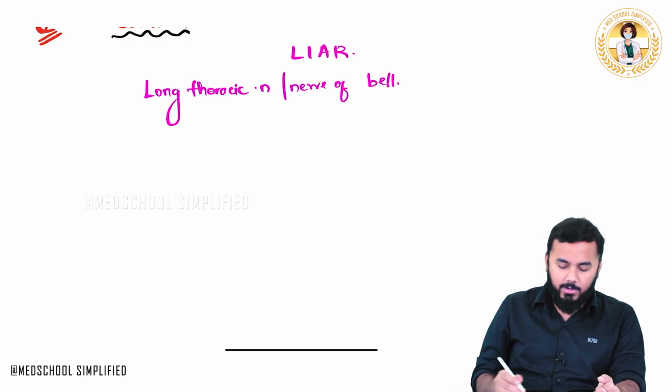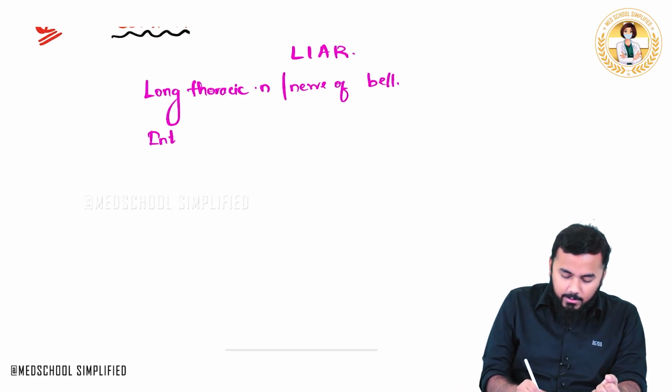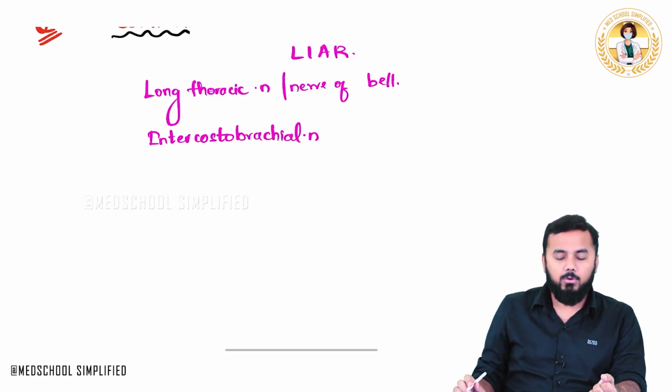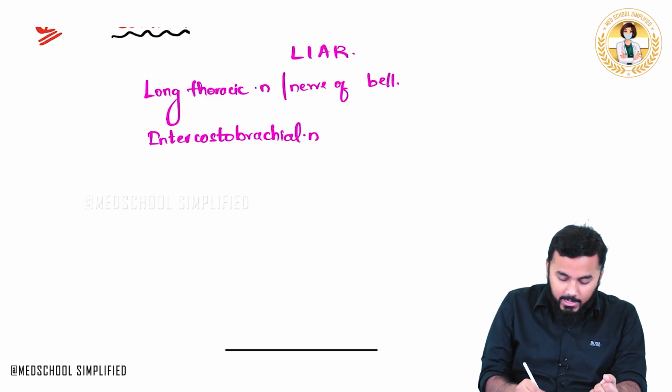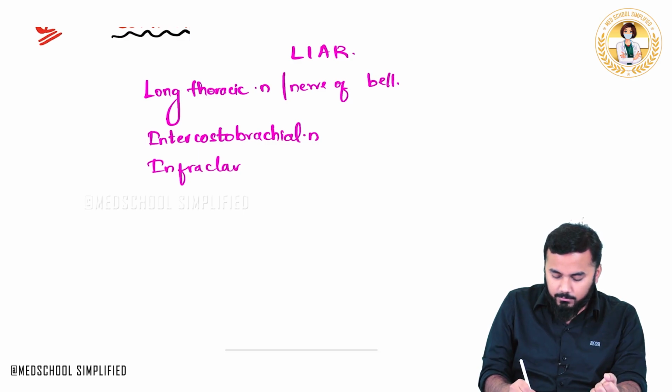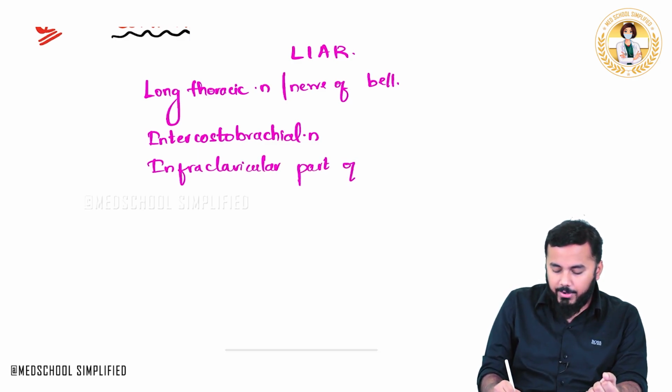What does I stand for? I stands for intercosto-brachial nerve. What does the other I stand for? The other I stands for infraclavicular part of the brachial plexus.